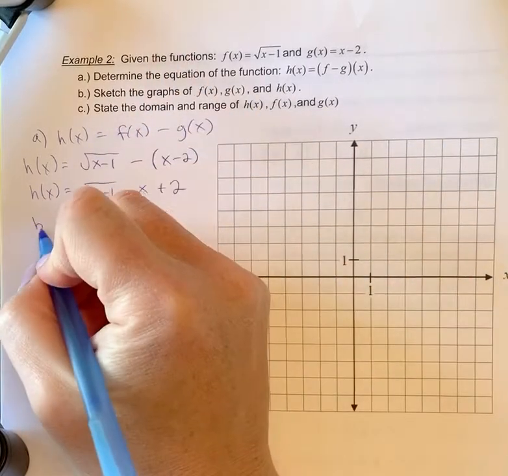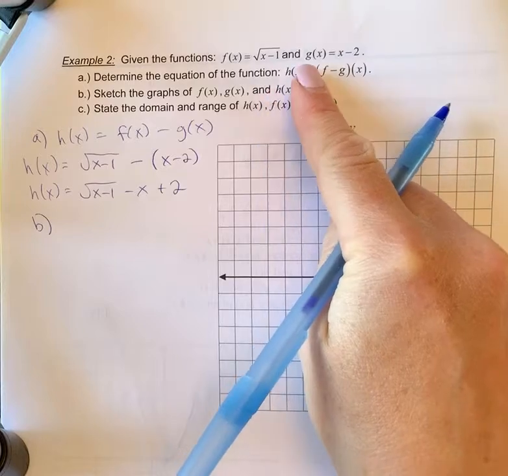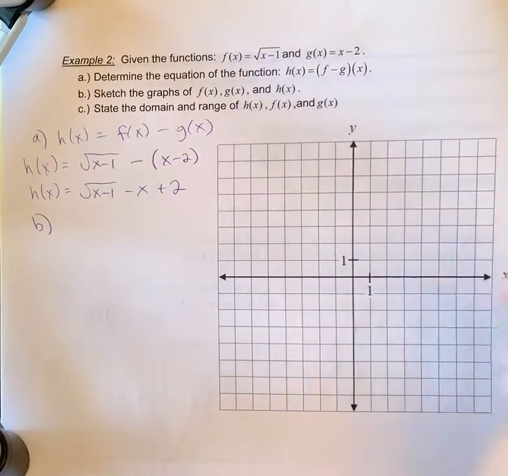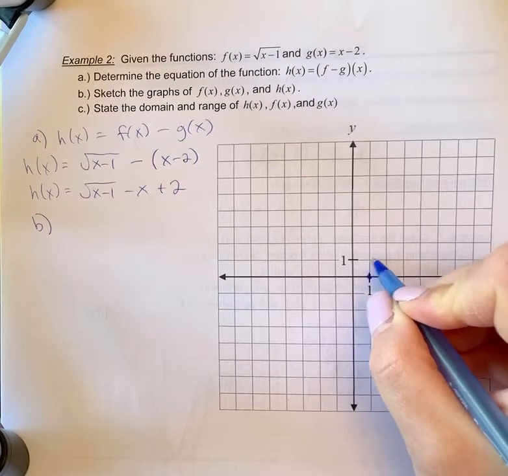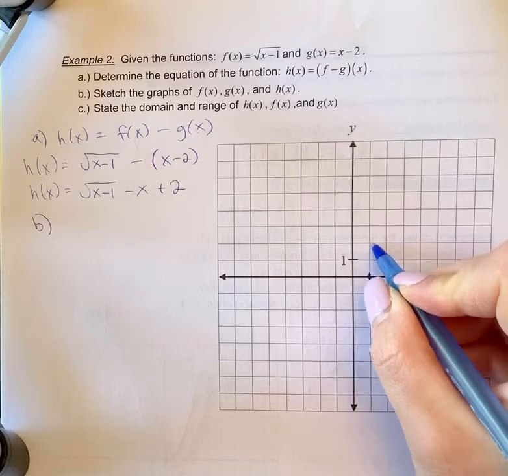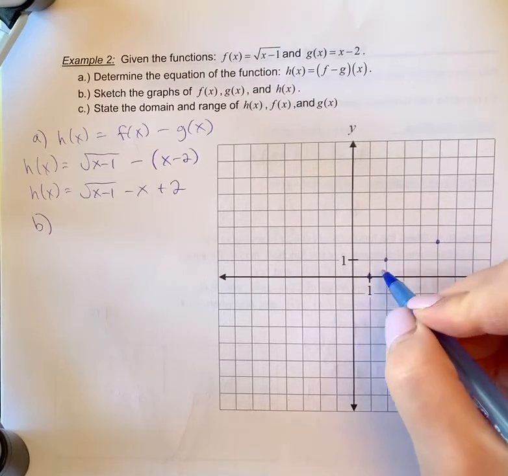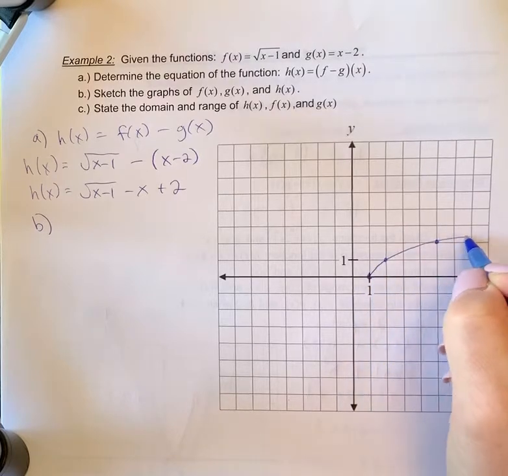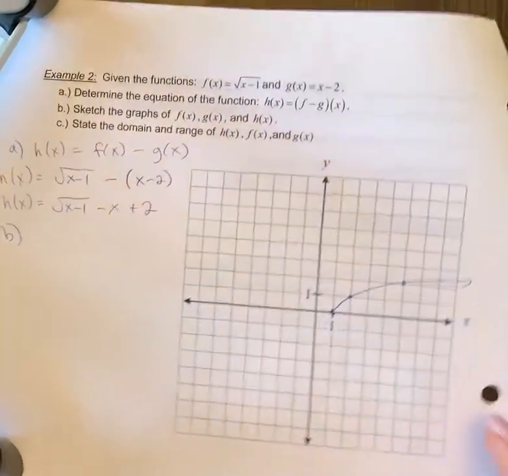Let's look at B now. Sketch the graphs of f of x, g of x, and h of x. So our f of x graph is our square root graph shifted to the right one. So our end point is going to be here. And then remember, we would go up 1 to the right 1, up 2 to the right 4. So you're basically graphing that same pattern on a parabola, but it's going to be a sideways parabola. So we graphed radicals before. So this is going to be our f of x graph.